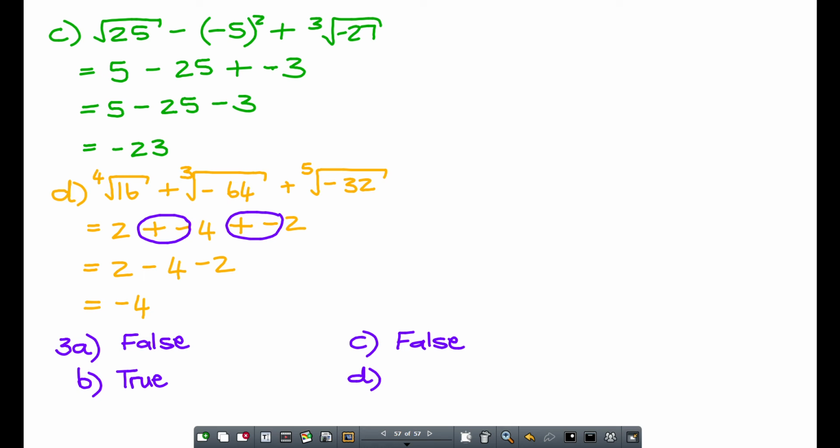Okay. D. Cube root of negative 27. That will be negative 3. So that's false. Okay. Any questions there? Okay, so now we're skipping to number 4.